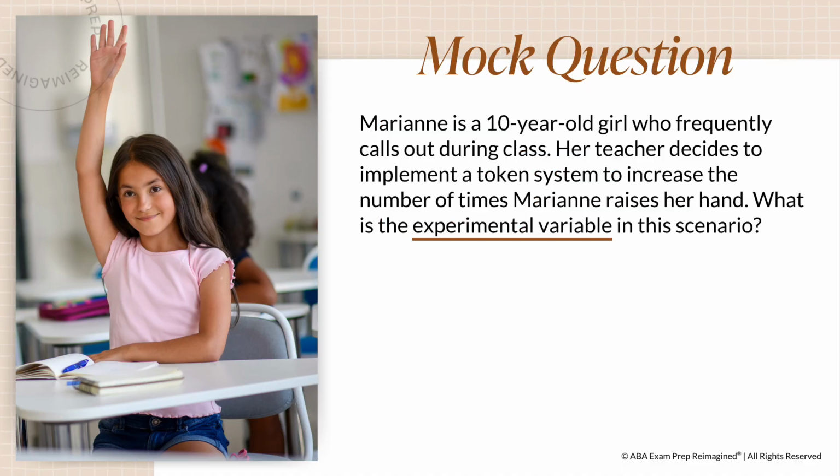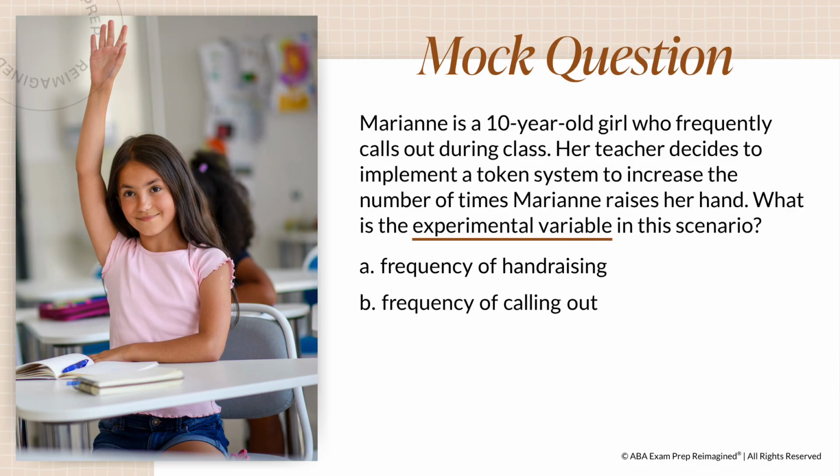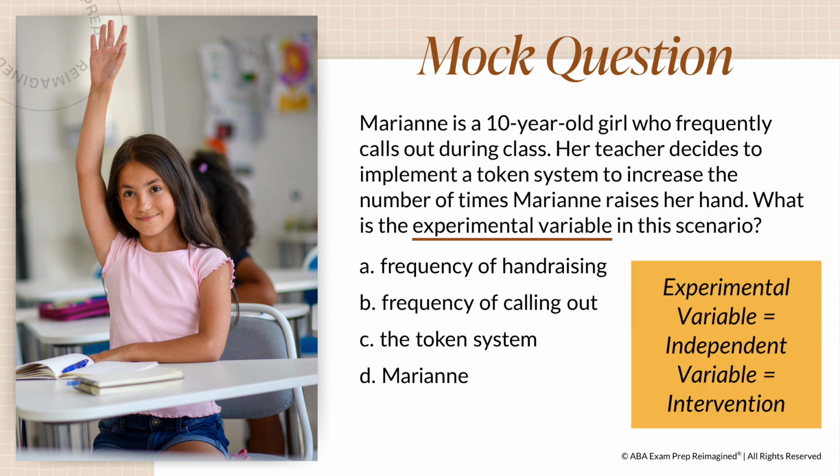For example, let's take a look at this mock question. Mary Ann is a 10-year-old girl who frequently calls out during class. Her teacher decides to implement a token system to increase the number of times Mary Ann raises her hand. What is the experimental variable in this scenario? A, frequency of hand raising. B, frequency of calling out. C, the token system, or D, Mary Ann. Now, if you know that the experimental variable is an AKA for the independent variable, which is an AKA for intervention, then you can figure out that the experimental variable is the token system, because that's the intervention in this scenario.